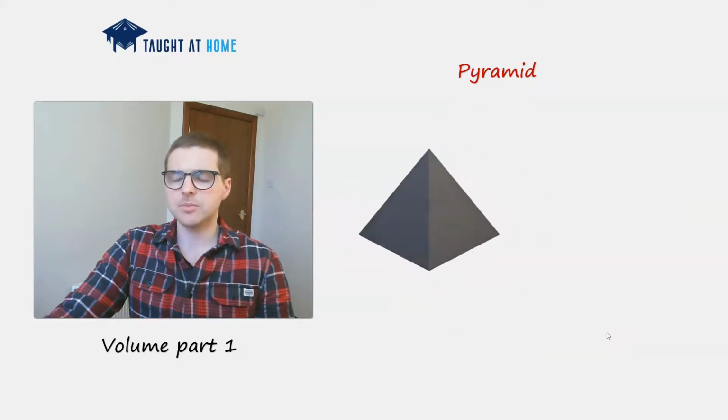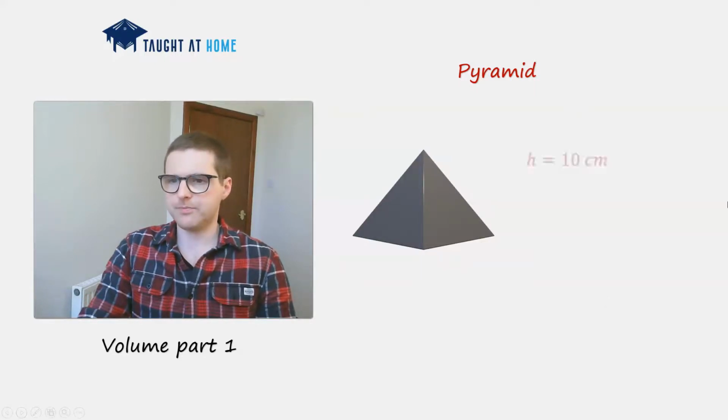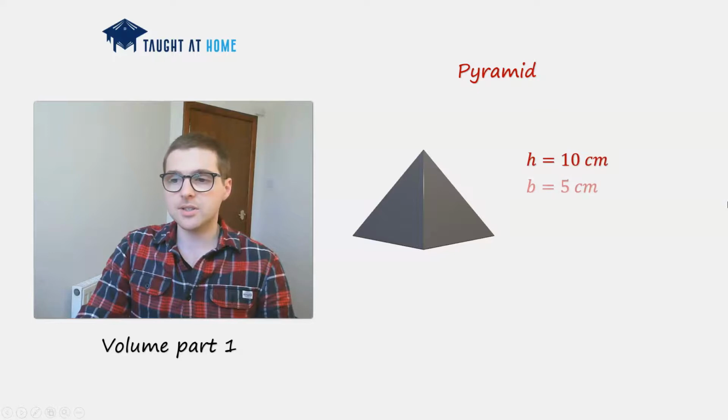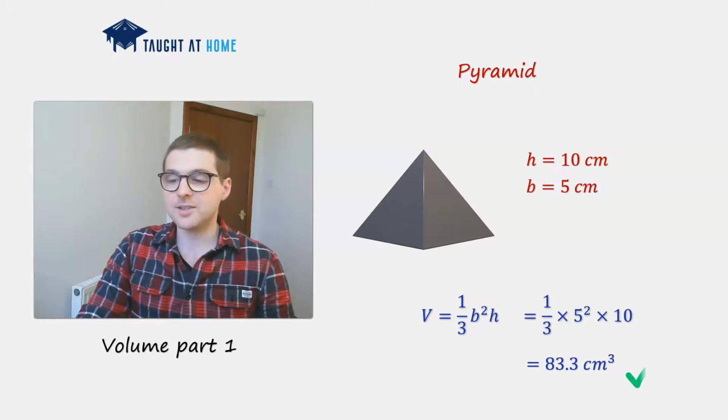Let's take an example. Alright, so we're given a square pyramid, in which the height is 10 centimeters and the breadth is 5 centimeters. So the volume is 1/3 breadth squared times height, which is 1/3 times 5 squared times 10, which is 83.3 centimeters cubed.